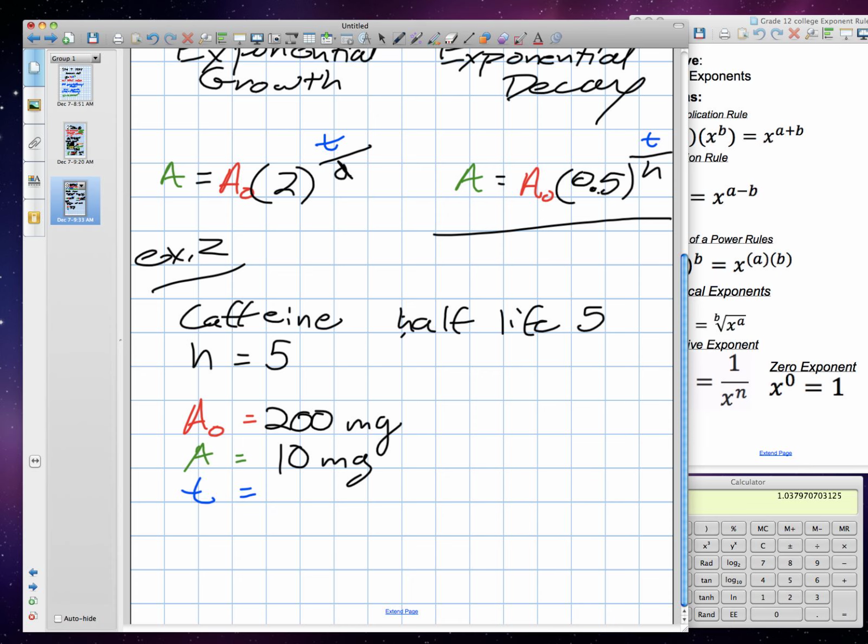So our equation reads, our new amount is going to be equal to the initial amount multiplied by 0.5 to the power of T, that's time, divided by H. We're going to put our values in.